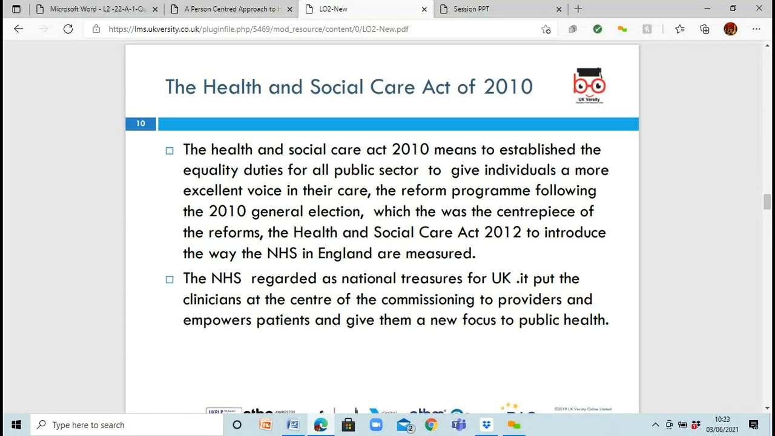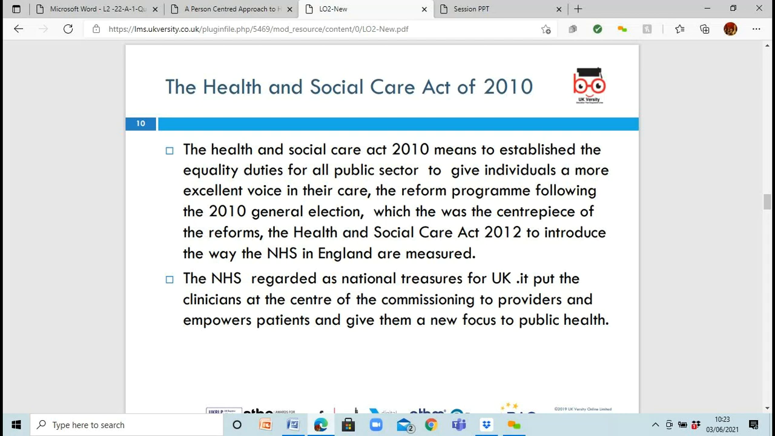We're almost at the end. I know it's quite a lot here. So we've got the Health and Social Care Act of 2010. So this was actually established to have an equality of duties for all of the public sector. It gives individuals an excellent voice in their care, and it's actually reformed the program following the 2010 general election.